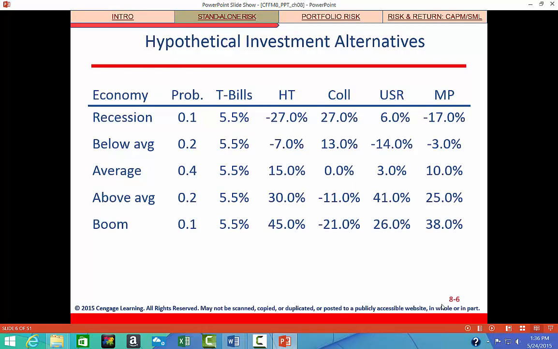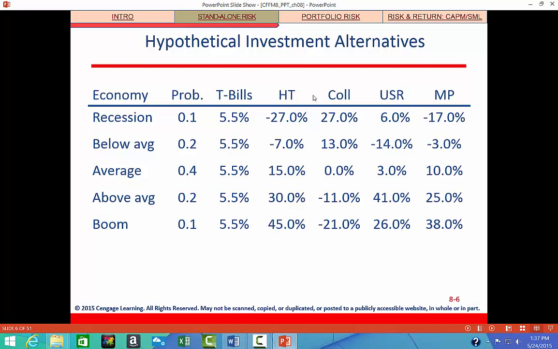And now we have this huge data load here, and we've got probabilities for the economy. The probability of being in a recession is 10%. An average economy, the probability is 40%, all the way to an economic boom, which is a probability of 10%. And then you get these different companies. Well, Treasury bills are going to remain constant. They're offering 5.5% no matter what the state of the economy is, because the government is always going to pay the Treasury bill.